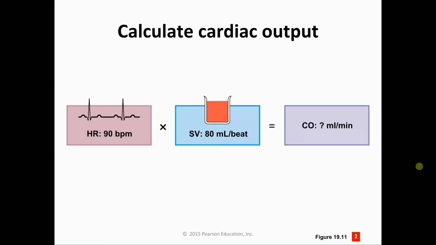7,200. 72 is going to be 8 times 9. So 7,200. Yep, 7,200 mils per minute. So how many liters per minute would that be? 7.2 liters per minute.